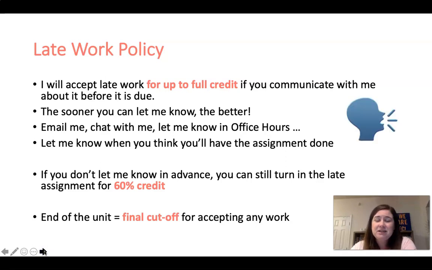So again, the key is just to communicate with me and let me know. You can email me, chat with me, office hours, whatever works best. The sooner the better. But even if it's right before class starts and you realize, oh no, this was due and I totally forgot to do it, even doing that and letting me know that you forgot will be helpful to me, because the most important thing is that I know what's going on with you.